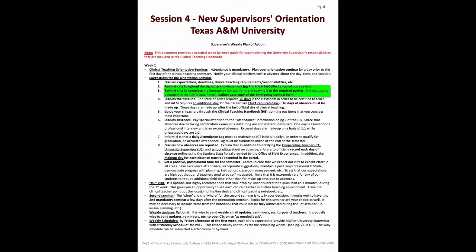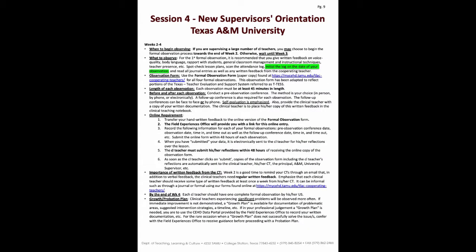Note that the high visit is optional but highly recommended, and why. There's information about the second seminar, which is mandatory. Note that weekly updates are optional, but it is wise to send them. It is equally wise to send updates and reminders, etc., to your cooperating teachers on an as-needed basis. There's information about weekly schedules, such as when they are due, and options on how they are to be submitted to you. Moving on to the next slide.